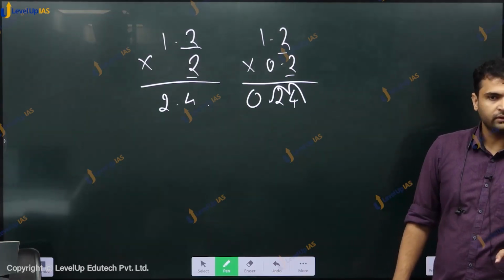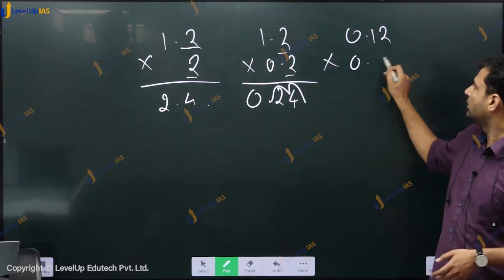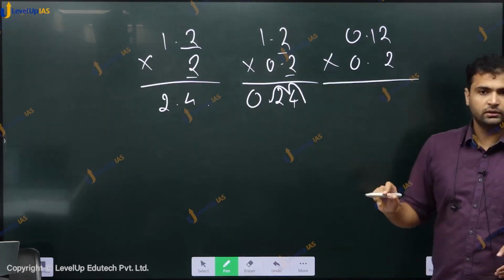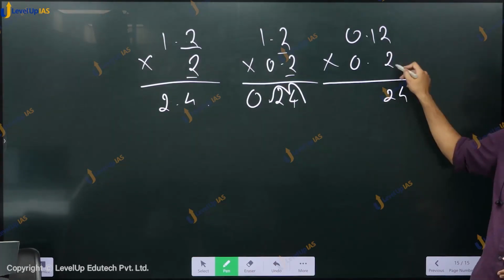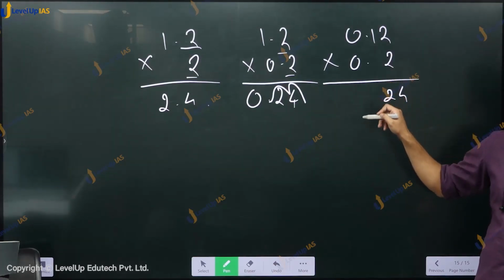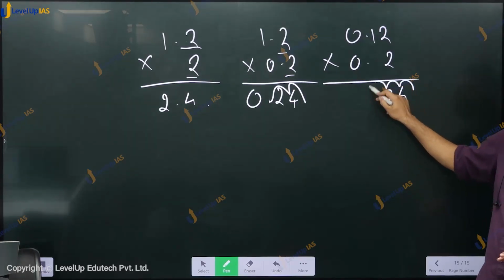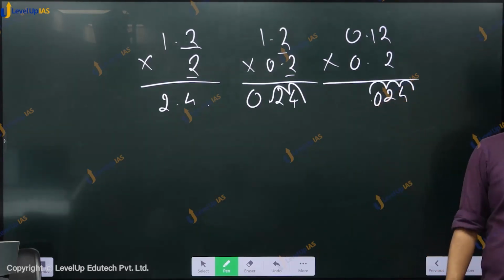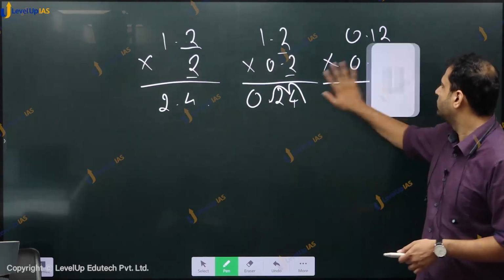ठीक है. If you have 0.12 into 0.2, अब क्या होगा? 12 into 2 is 24 and here 2 plus 1 is 3. तो 3 places के बाद point आएगा, 1 2 3. ठीक है. Let us take a few more examples.